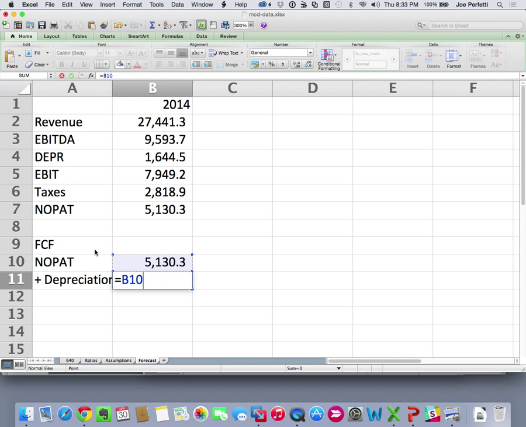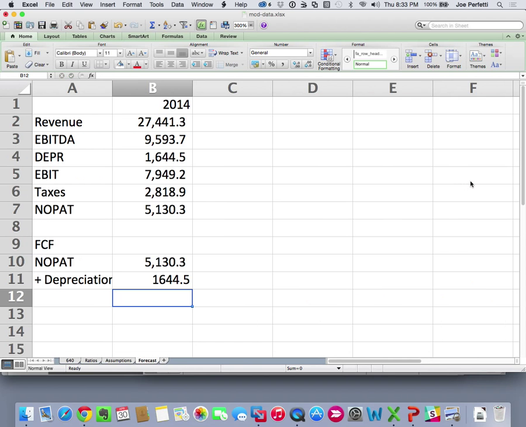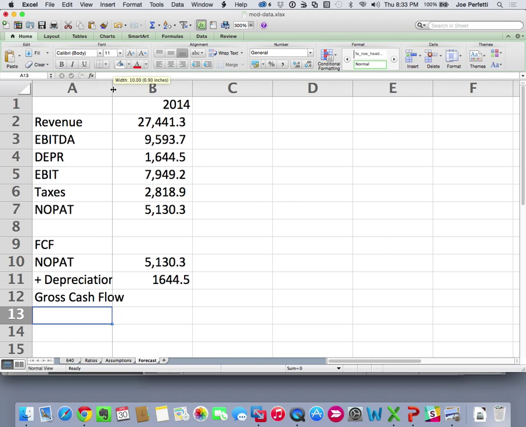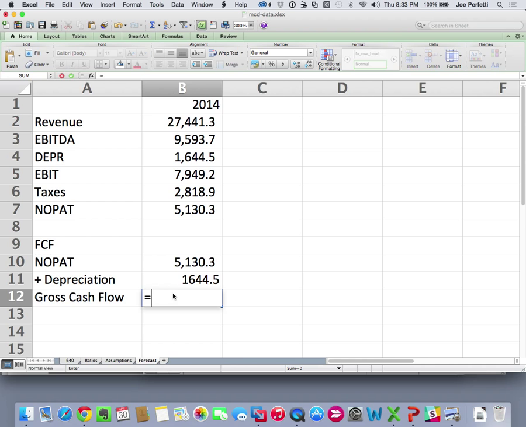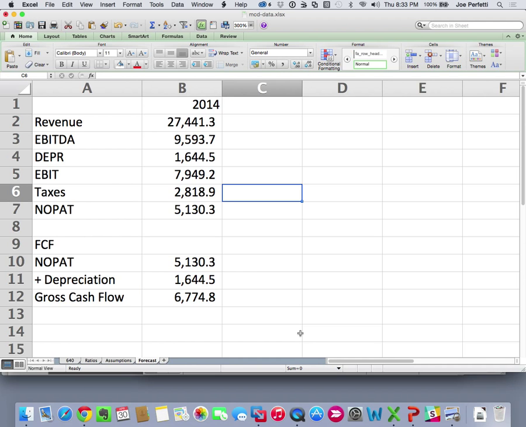equals NOPAT, equals 2014 depreciation gets me something called gross cash flow, equals NOPAT plus depreciation. So McDonald's actually generated in 2014 about $6.8 billion worth of cash profit from the income statement.